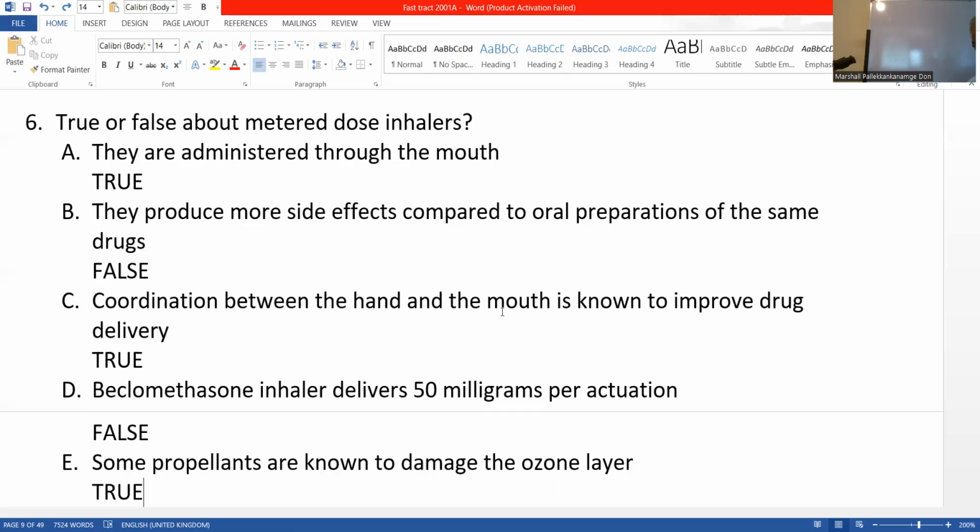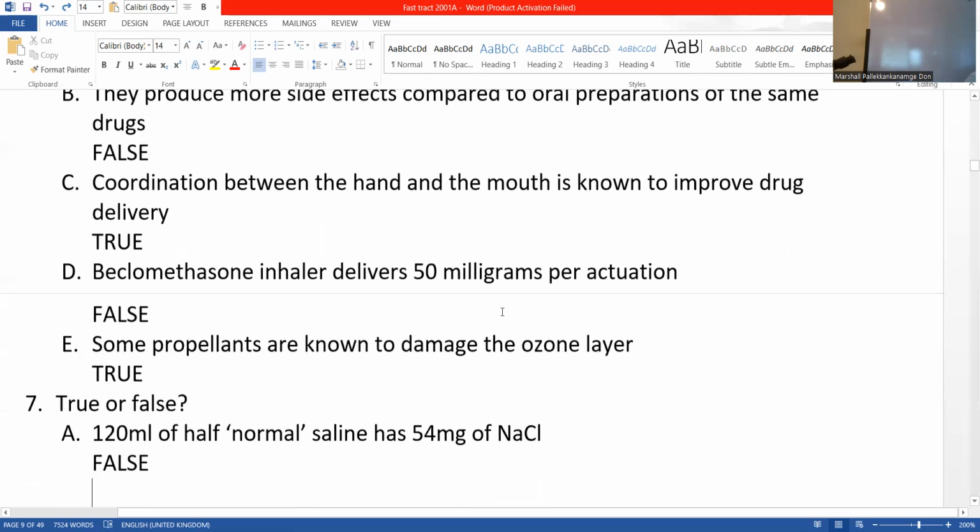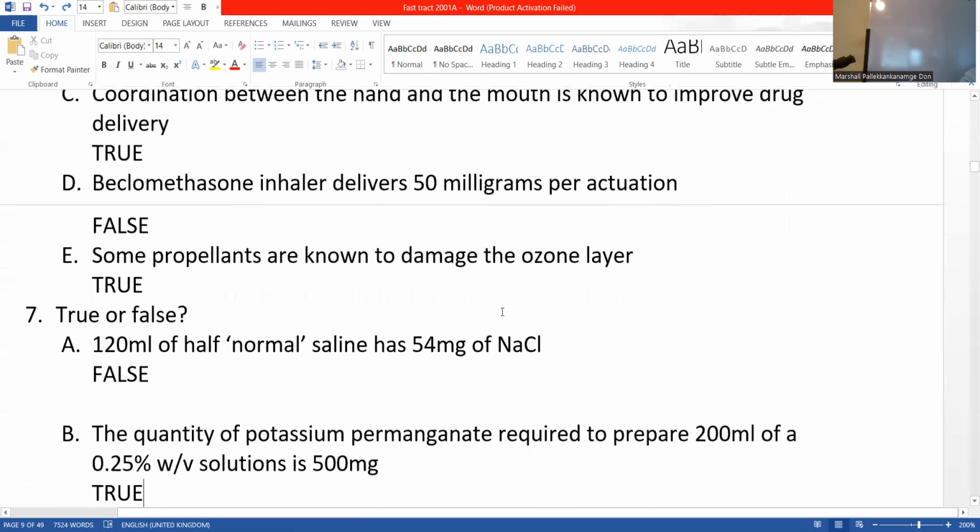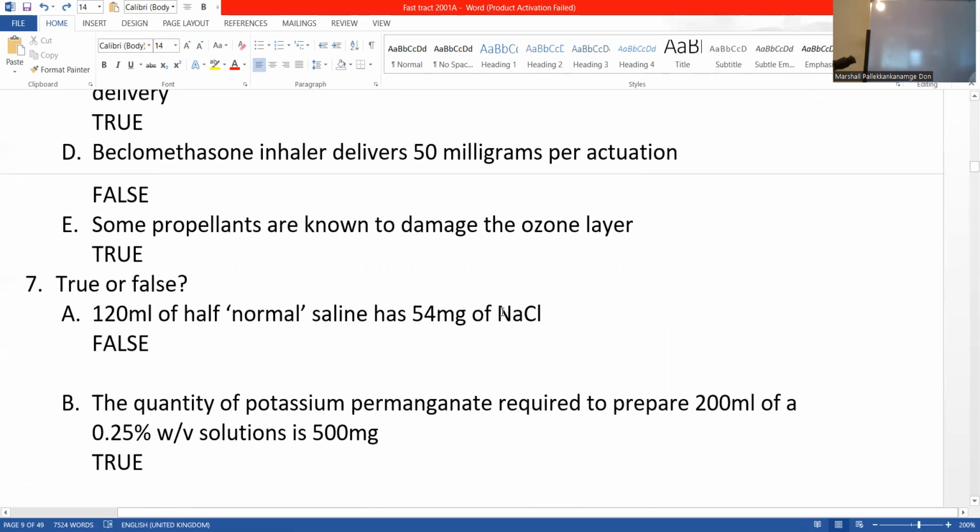Beclomethasone inhaler delivers 50 micrograms. That is false. They have 100 micrograms, 200 micrograms, and 400 micrograms preparations. Some propellants are known to damage the ozone layer. That is true. Now they are not used. Some fluorinated propellants are damaging the ozone layer. So go to question number 7.